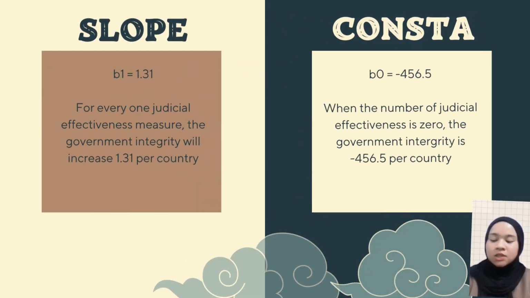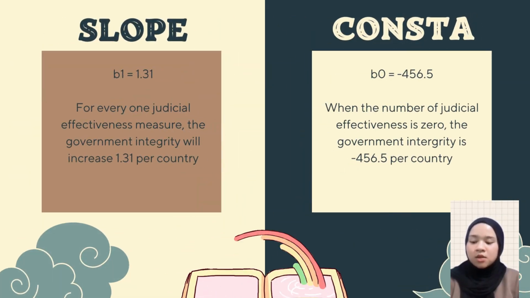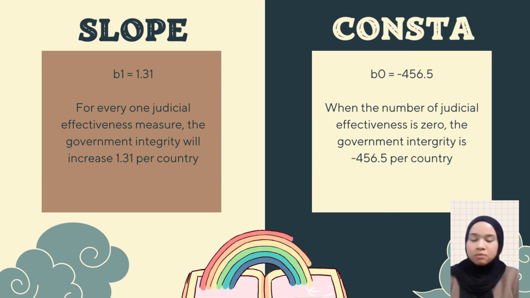For the interpretation, B1 equals 1.31. For every one unit of judicial effectiveness measure, the government integrity will increase by 1.31 per country. Constant B0 equals negative 456.5. When the judicial effectiveness is 0, the government integrity is negative 456.5 per country.